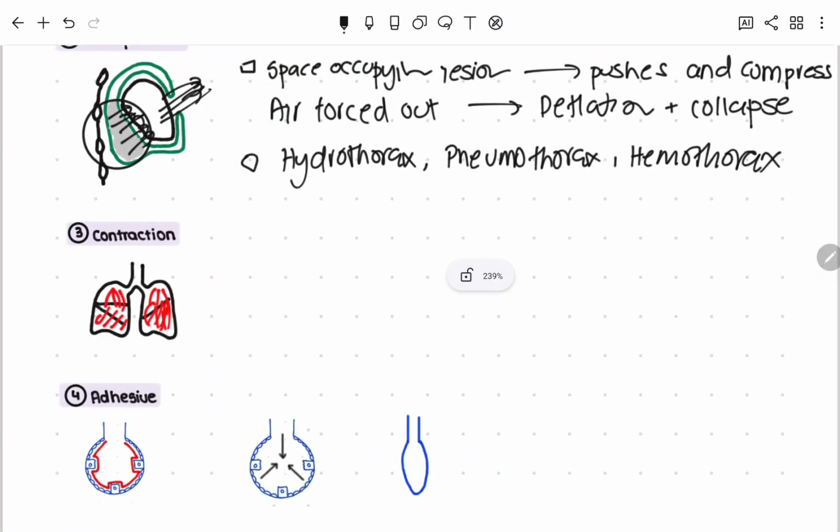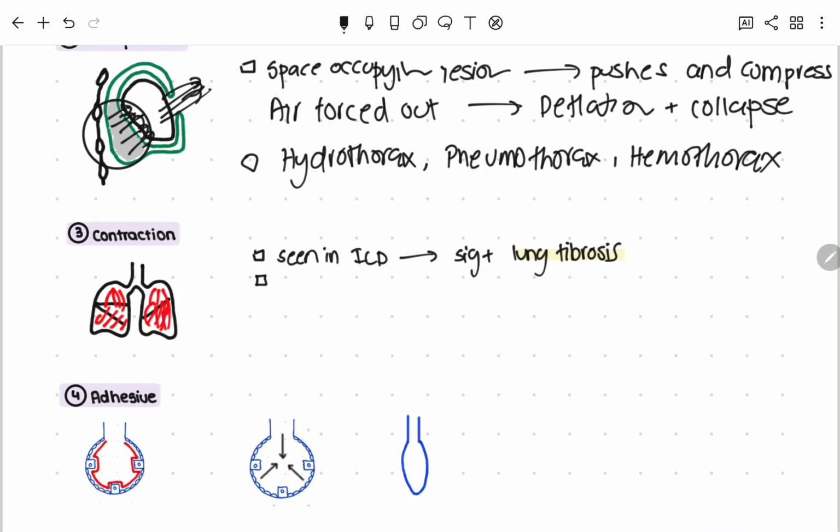The third type of atelectasis associated with pathology is contraction atelectasis. This is normally seen in interstitial lung diseases and progressed interstitial lung diseases where you have significant amount of lung fibrosis. And so this is a morphological change that you need to be careful with, so I'll just highlight it.